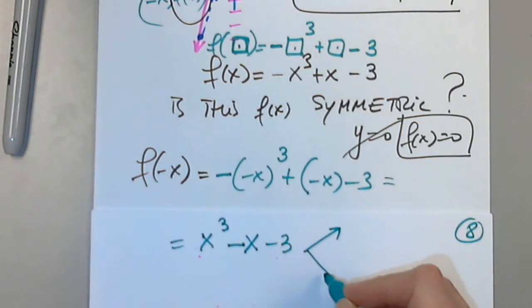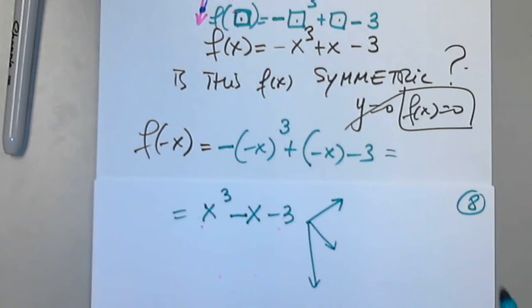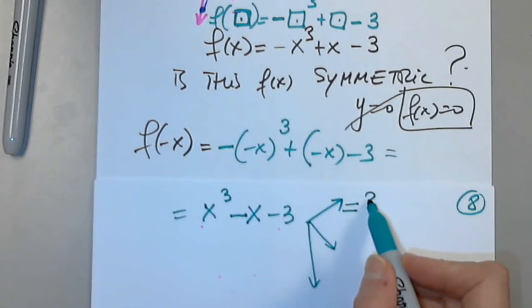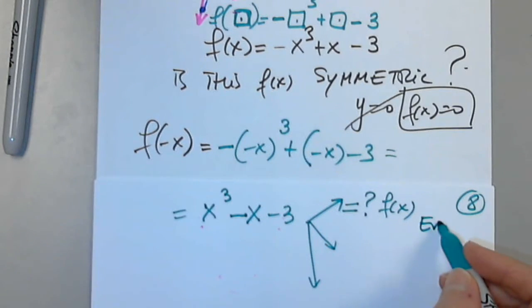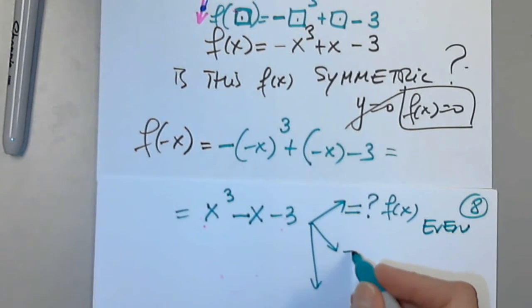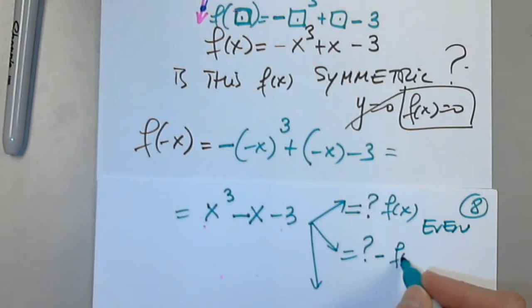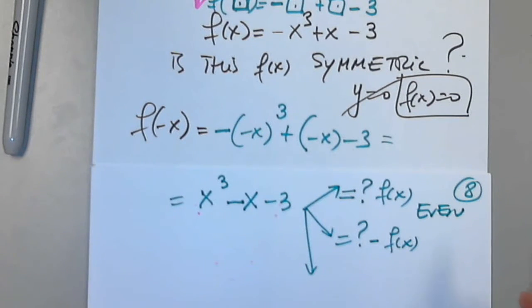So now I have 3 questions for myself. Exactly what we just discussed. Does this equal f of x? If you say yes, then it's even. Does this equal negative f of x? If it's yes, then it's odd. Or none of the above.